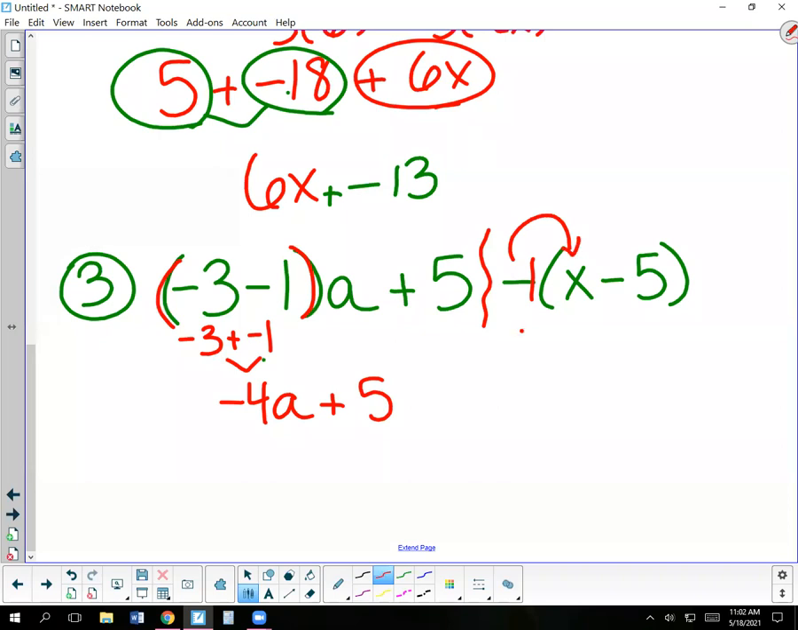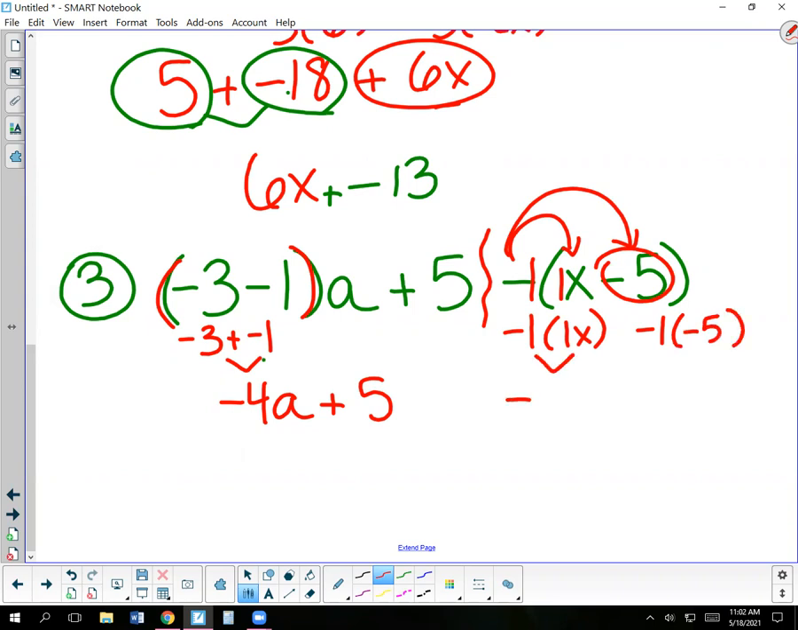So this times this would be -1 times, technically, 1x, right? And then a -1 times a -5. -1 times 1 is -1x. Negative times a negative is a +5. What did I just tell you? The opposite of what's inside. Opposite of x was -x. Opposite of -5 is +5. So you also can do it that way.